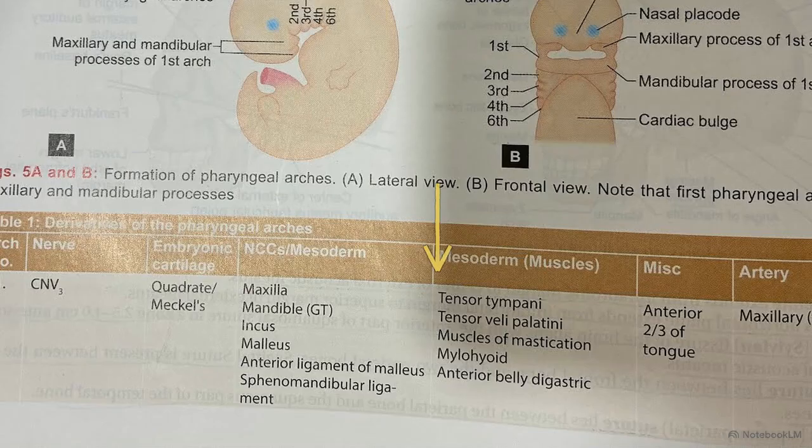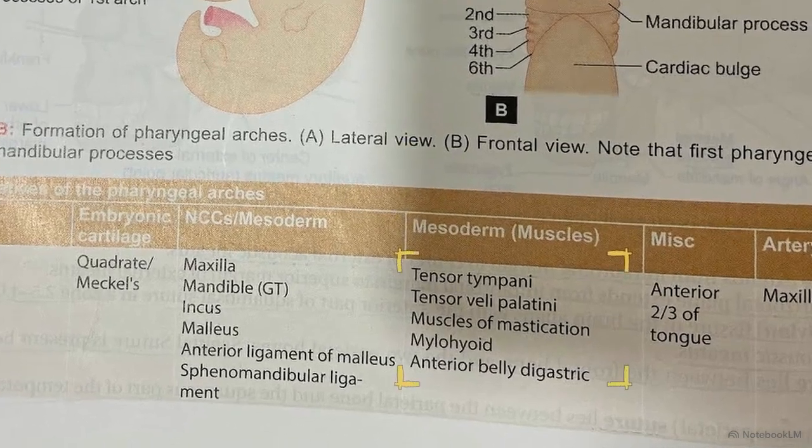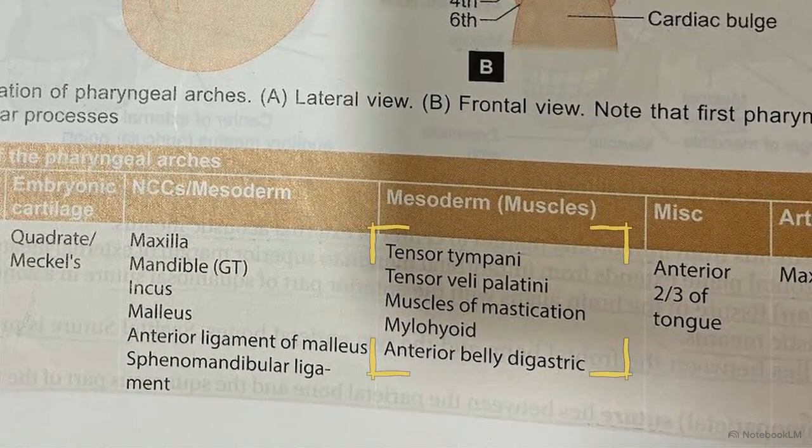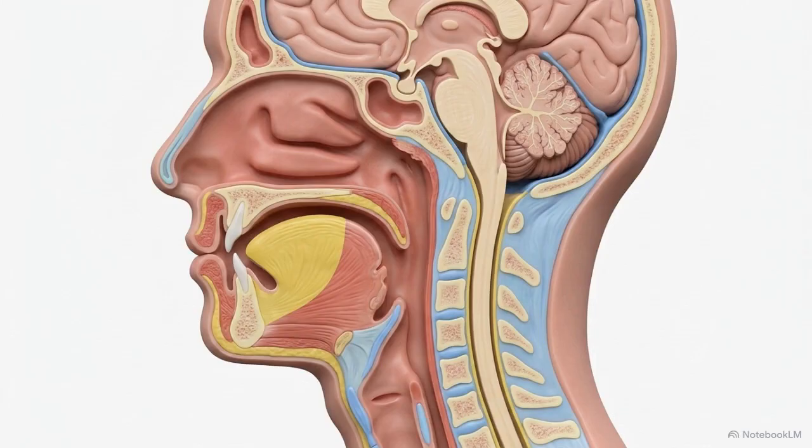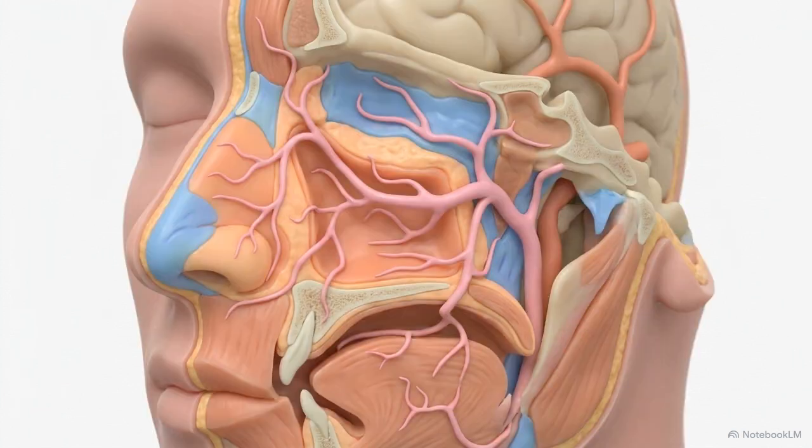The mesoderm of the first arch produces a highly specific set of muscles. These include the tensor tympani, the tensor veli palatini, the muscles of mastication, the mylohyoid, and the anterior belly of the digastric. To complete the first arch inventory, we must add the tissue that will become the anterior 2/3 of the tongue and a transitory vascular component, the maxillary artery.